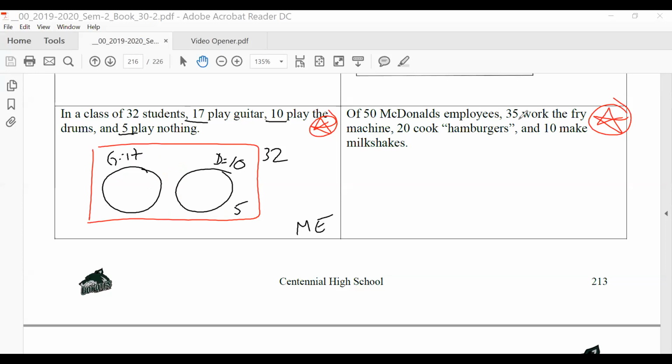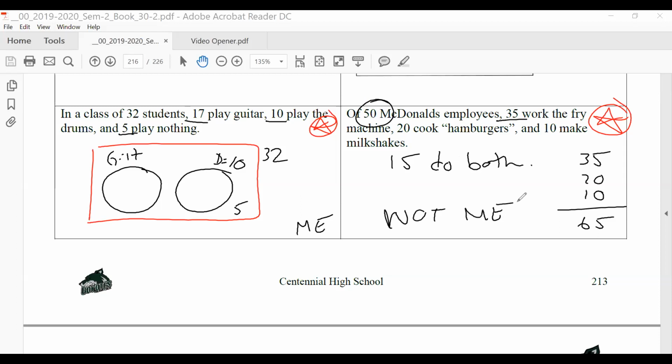So the next one, 35 kids at McDonald's work the fry machine, 20 cook hamburgers in quotations because there's no way those things are really hamburgers, and 10 make the shakes. Okay, well, if I add these numbers up, that's 65 people accounted for, but it says there's only 50 employees, so guess what? There's going to be an overlap. 15 people do more than something. There's an overlap. So guess what? Not. That's the sloppiest N I've ever drawn in my life. That actually looks like a W, doesn't it? Mutually exclusive? What? Not mutually exclusive.